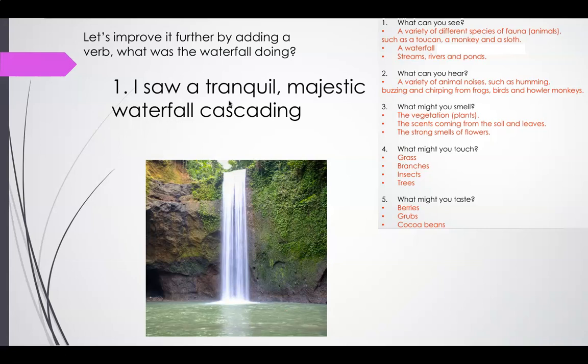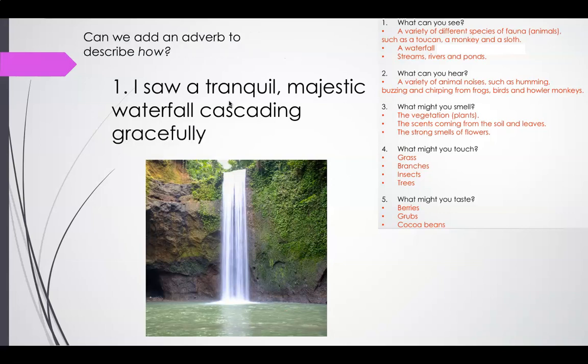We can make this even better. We can describe how it was cascading. We can add an adverb to describe how the waterfall was cascading downwards. Was it cascading downwards slowly? Was it cascading quickly? Was it cascading gently? Was it cascading beautifully? Or was it cascading gracefully? So we've now added our adjectives to describe the waterfall, the verb to describe what it was doing, and our adverb gracefully to describe how it was doing. So now our sentence goes like this. I saw a tranquil, majestic waterfall cascading gracefully.